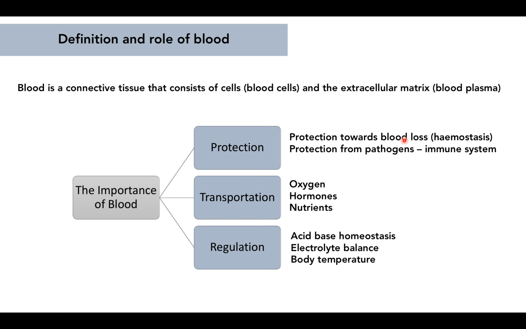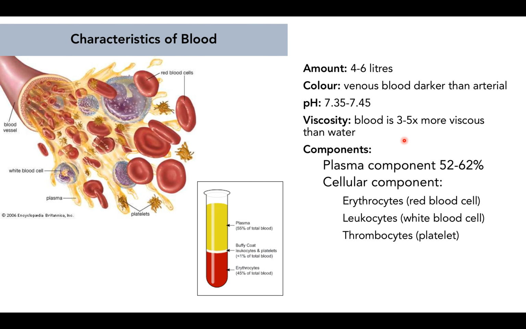And for regulation purposes, blood is an important mediator for homeostasis of acid and bases, and also to maintain electrolyte balance and body temperature. Now, in the human body, we can find about 4 to 6 liters of blood depending on the weight and the age of the person. When we look at the color, usually venous blood is darker than arterial blood. The constant pH of blood is between 7.35 to 7.45, so it's a very narrow and constant range. And then the viscosity of blood is usually 3 to 5 times more than water.